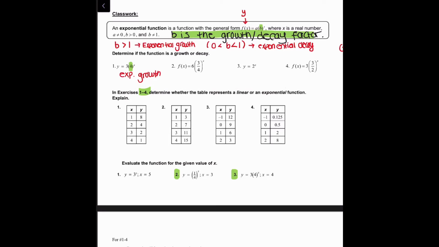Number 2, 3/4. If you don't know what 3/4 is as a decimal, or you don't know if a fraction is greater or less than 1, you can simply plug it into your calculator. If you did 3 divided by 4, you would get 0.75, and 0.75 is smaller than 1. So this is exponential decay. Here, there are no parentheses. They usually only put parentheses if there's a number on the outside, a coefficient, a. In this case, 2 is bigger than 1, so we're looking at exponential growth. And 3 over 2, or 3/2, is 1.5, which we know is bigger than 1, so that's exponential growth.